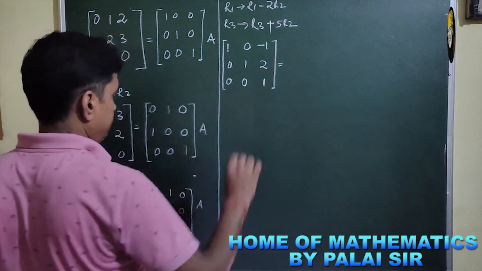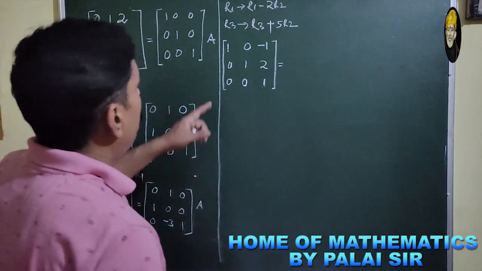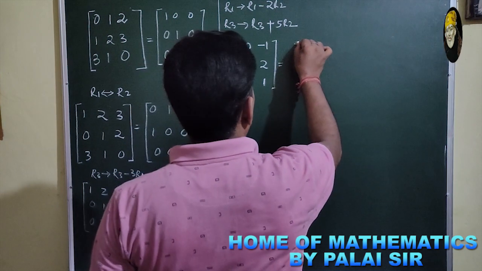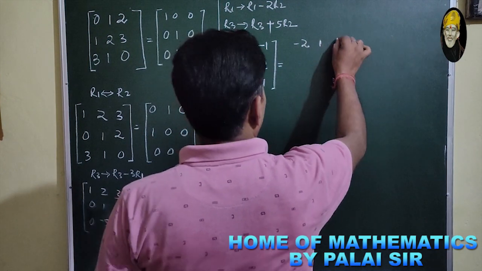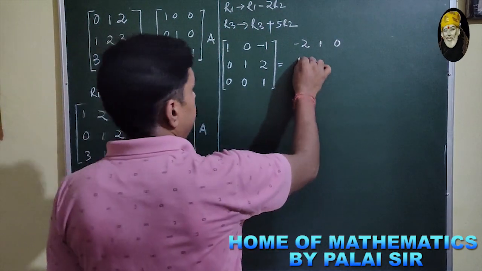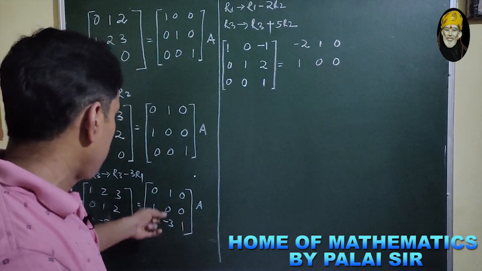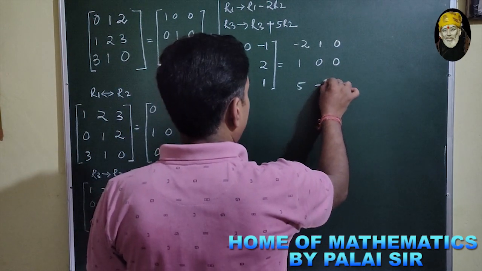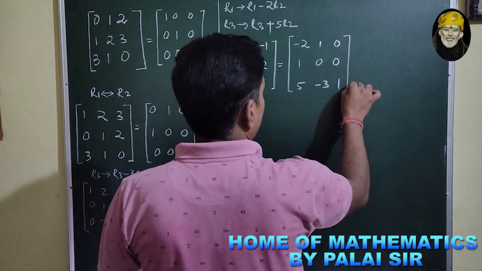This will be what? In place of R1, you multiply 2, 0 minus 2, it will be minus 2, and here 1, and here it is going to get you 0. Second, 1 0 0, and third R3 is, you have to multiply 5 with this one and add with this one, so 5 plus 0, this will be 5, and here it is minus 3, here it is 1. This into what?